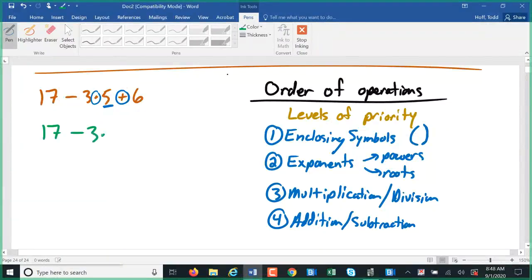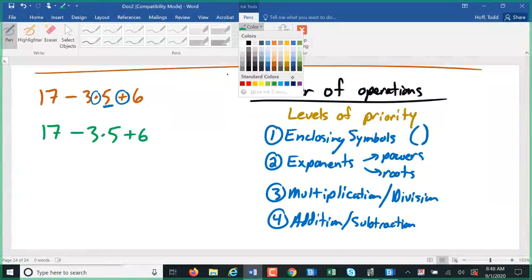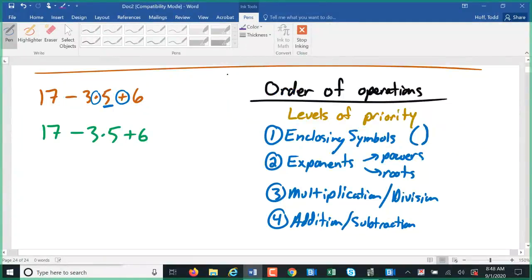17 minus 3 times 5 plus 6. Well, following our order of operations over here, there are no enclosing symbols. There are no exponents. There is multiplication or division. There's multiplication. I have 3 times 5. Now, the way I typically do it, I make a box around the 2 numbers I'm going to combine, 3 times 5. And then I do that combination. 3 times 5 is 15.